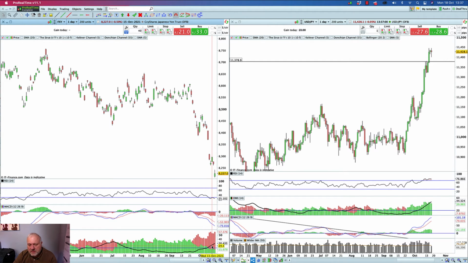So I wouldn't be taking the pairs trade. I wouldn't be buying this at the open. I'd wait to see for the ADX line to roll over. And that's why there's no volume on this chart, because we're not ready to take a long position on this.